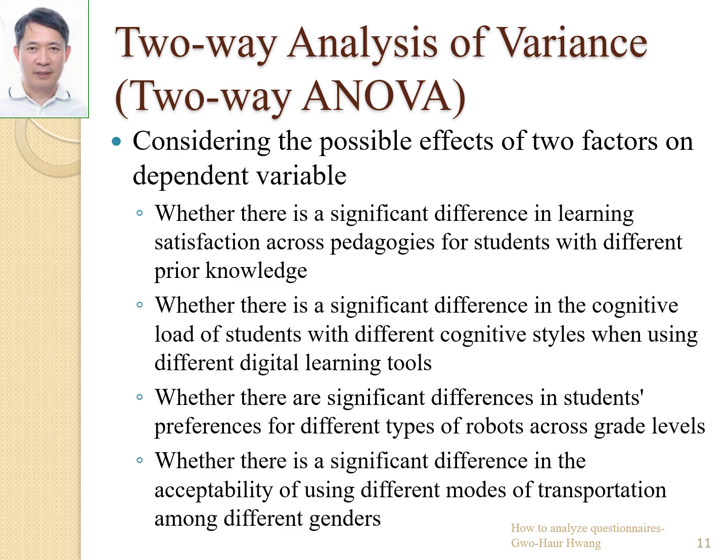In addition, whether there is a significant difference in the preference for different types of robots among different grade levels, and whether there is a significant difference in the acceptance of using various modes of transportation among different genders can be analyzed using a two-way analysis of variance.